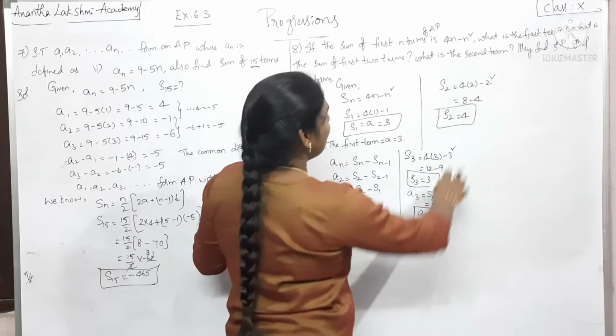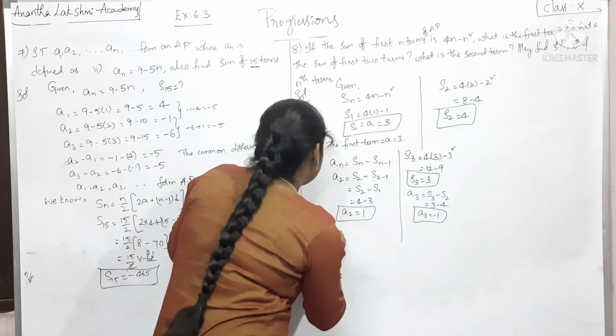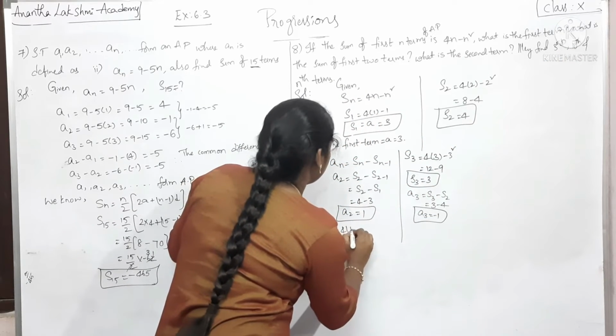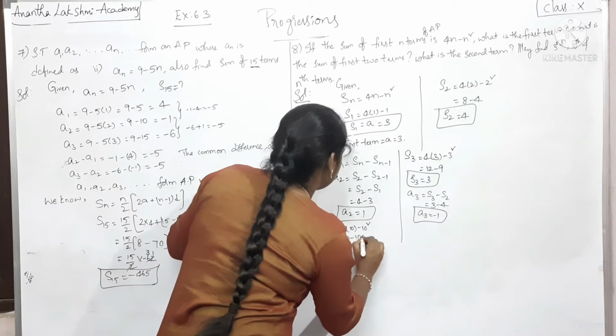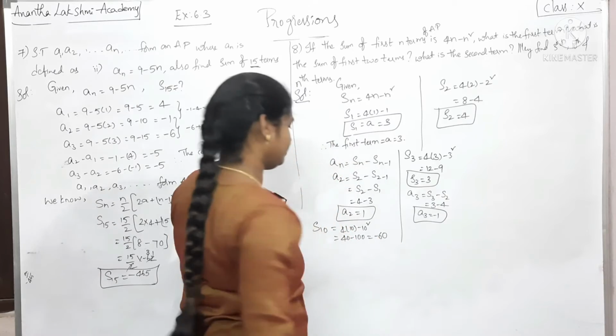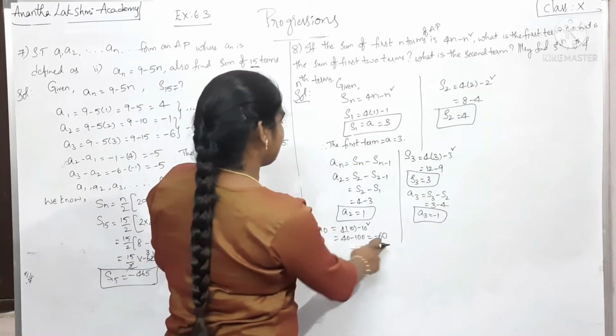Alright. Similarly, 10th term also they wanted, no? So 10th term, S10 is equal to 4 into 10 minus 10 square. That is 40 minus 100, which is nothing but minus 60. Okay. So S10 is minus 60.